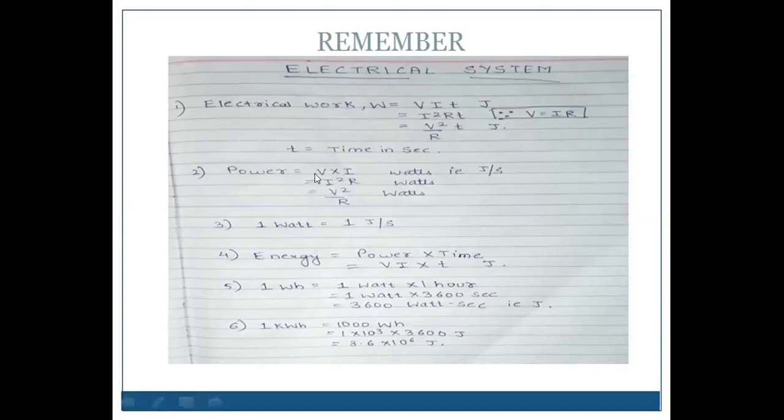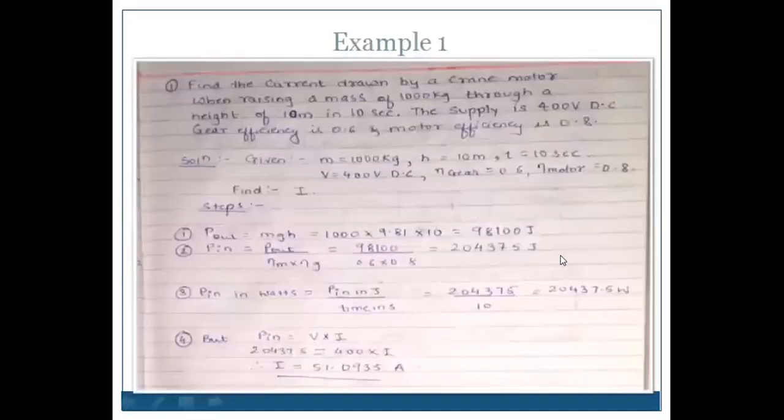Next, power is equal to voltage into current. Again you put V is equal to IR, you get I square R and V square by R. The unit is watts. 1 watt is 1 joule per second. We have already seen this. Energy is equal to power into time, where power is equal to V into I and time is T. 1 watt hour is 3600 watt seconds, and 1 kWh is equal to 3.6 into 10 raised to 6 joules. So these are a few points that you need to remember about the electrical system.